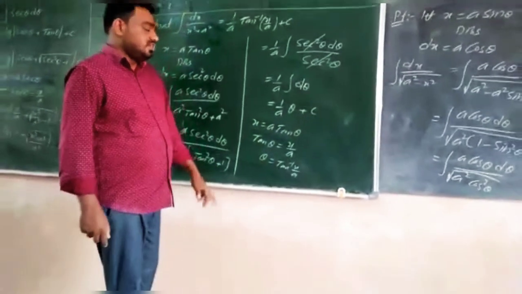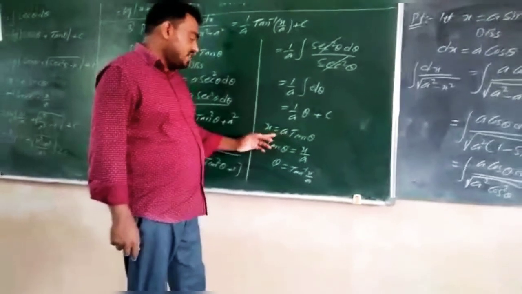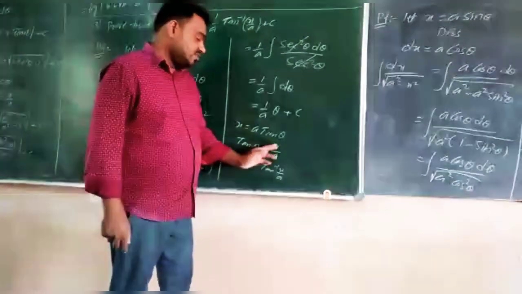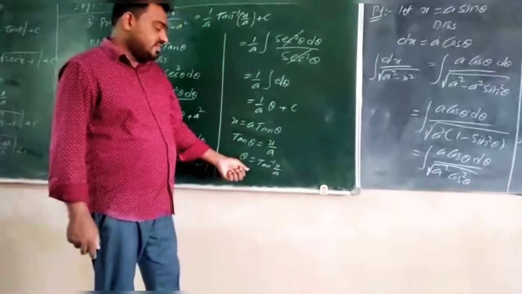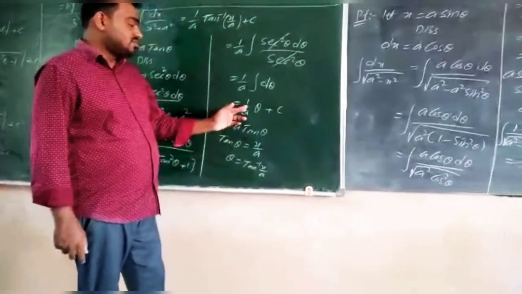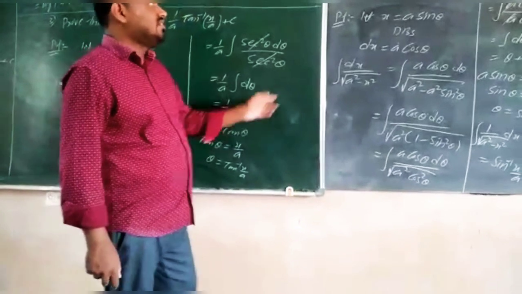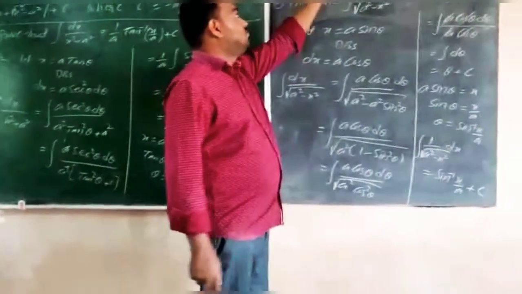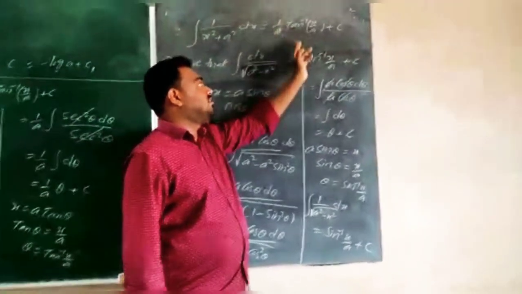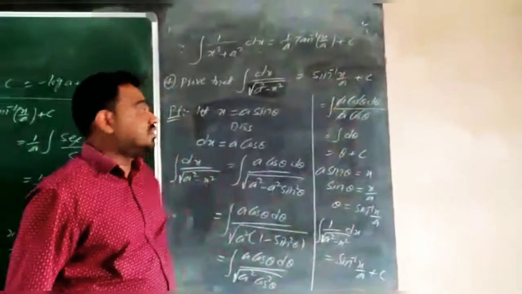What is the theta you see? What we are saying is x is equal to a tan theta. Then tan theta is equal to what? X by a, taken out. So tan theta is equal to x by a. Theta is equal to what? Tan inverse of x by a. Substitute here: 1 by a into theta is equal to tan inverse of x by a plus c. That is, integration of 1 by x square plus a square into dx is equal to 1 by a into tan inverse of x by a plus c. This is the proof of the third.